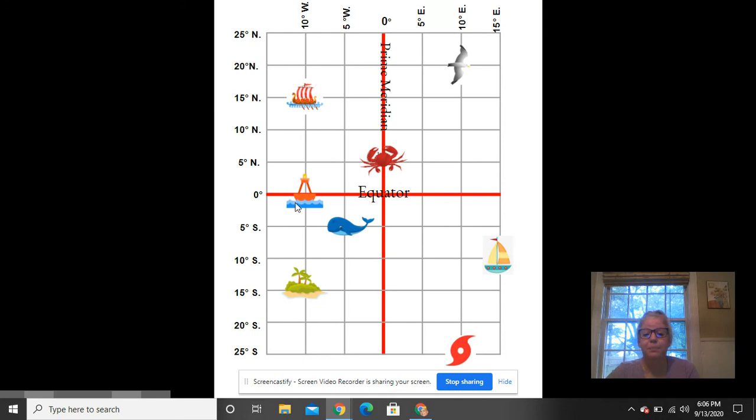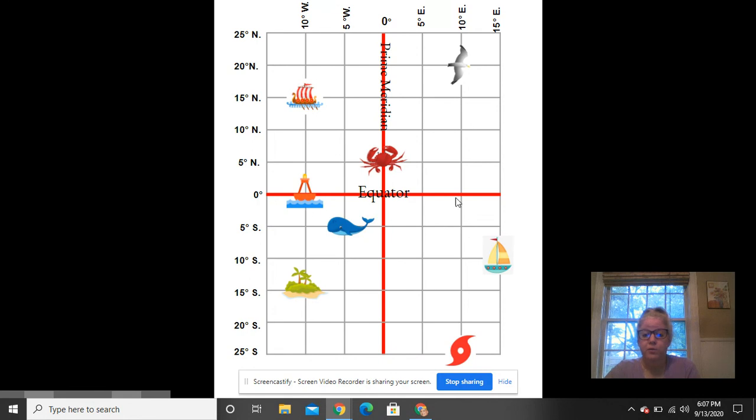Okay. Last one is a buoy, and a buoy is something that floats in the water to sort of let ships know which side to pass on so that the ships don't crash into each other. So this buoy is right on the equator, okay? So the latitude of the buoy is 0 degrees latitude. It's not north or south, it's right on the equator. Now, is the buoy east of the prime meridian, or is the buoy west of the prime meridian? It is west of the prime meridian, so it is on the 10 degrees west line. So this buoy is 0 degrees latitude, 10 degrees west longitude.